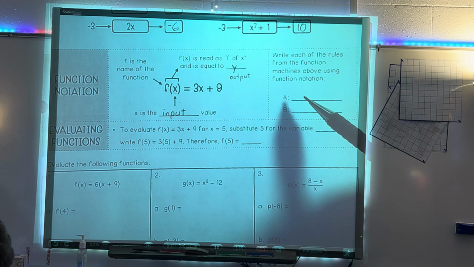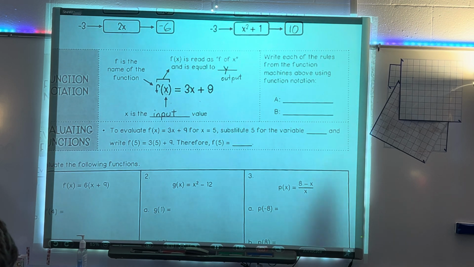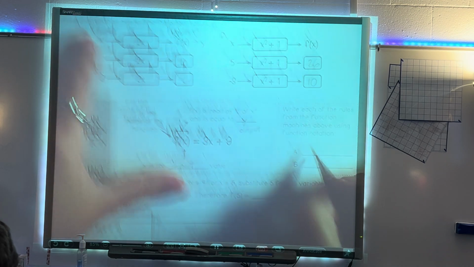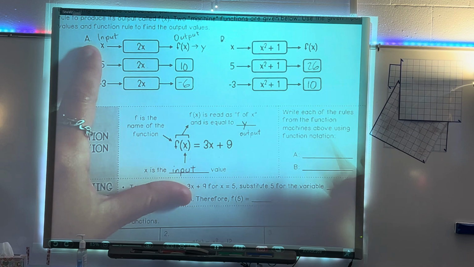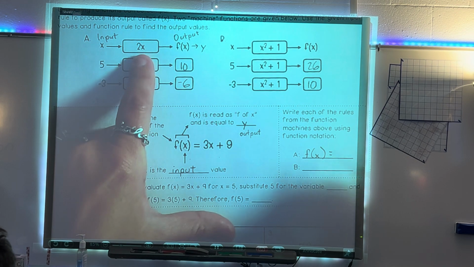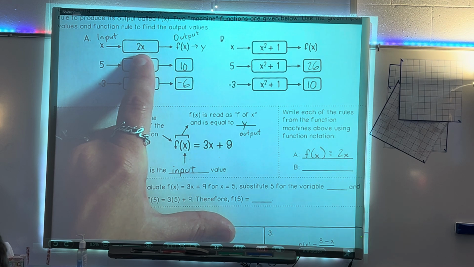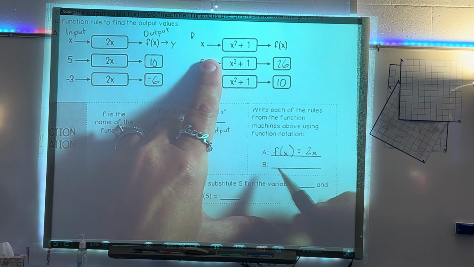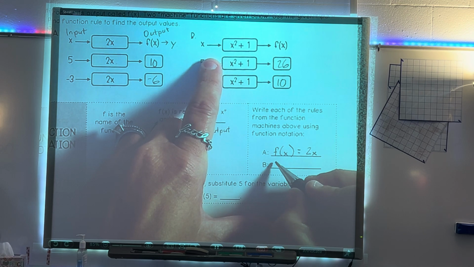So over here, what they're asking us to do is write this as a function. So instead of writing it as y equals, we're gonna take that f of x and put it in its place. So here, if we're talking about this problem from A, then f of x is equal to 2x, my function. Does that make sense to y'all? So then how would I write B? How's it gonna start?